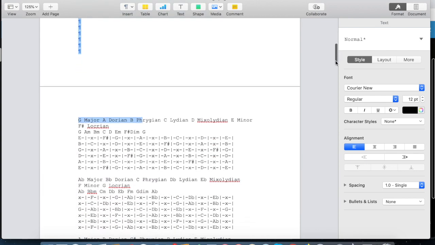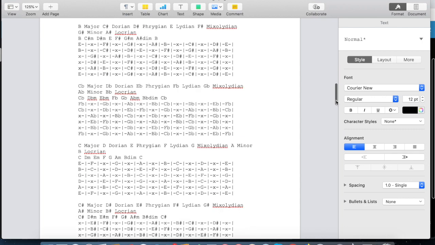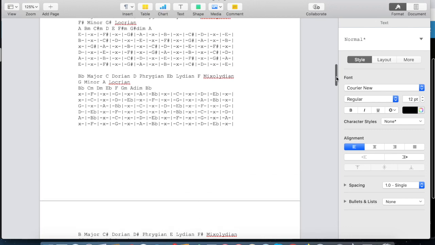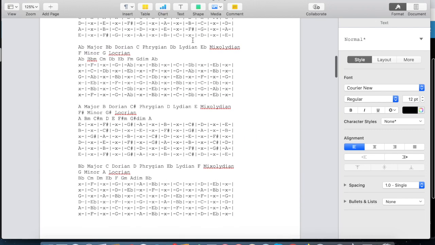I don't know why this is being sticky on me. Not a big deal. We'll get there eventually. Did I pass it already? No, I did. Because it's A flat major.